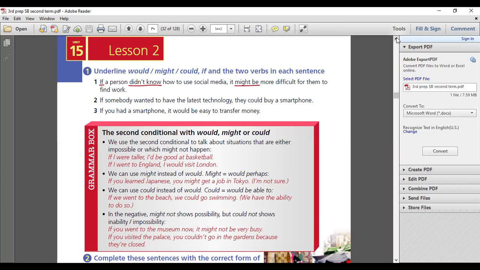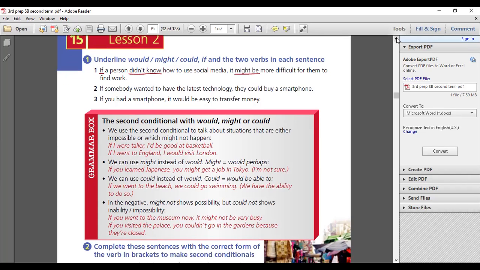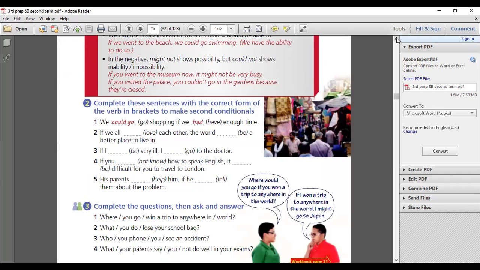If somebody wanted to have the latest technology, they could buy a smartphone. Underline wanted, to could buy, if. Number 3. If you had a smartphone, it would be easy to transfer money. Had, would be. Had only, no, had, would be, and if at the beginning. Okay.